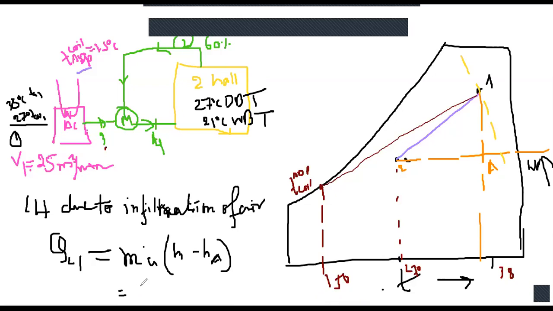Okay. Similarly, we get from this diagram in psychometric chart H1 and HA, and we calculate M dot A. So we get this as 336.23 kilojoule per minute. We convert it into kilowatt, both of them, QS1 and QL1, 5.6 kilowatt. Okay.